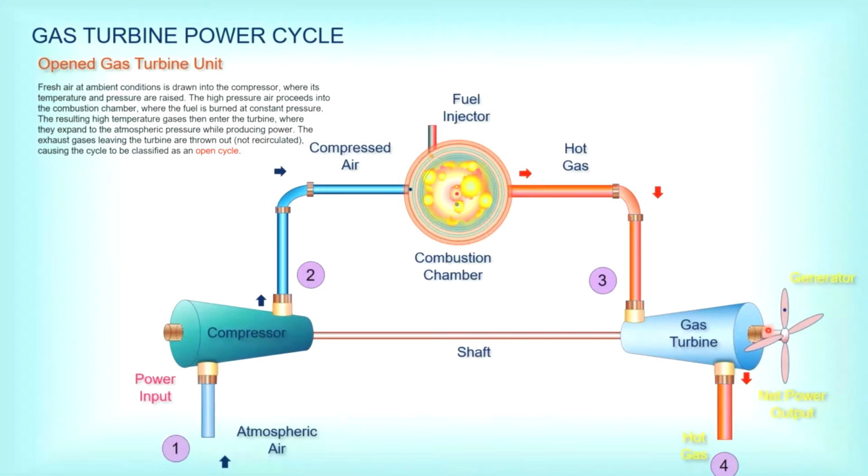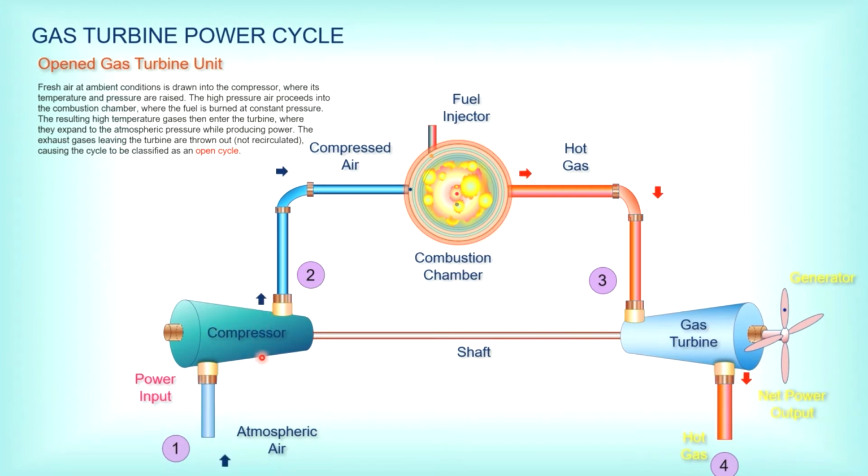So this is the example. This is a drawing that I have done. Basically, when you look at this, you have 3 devices. First is a compressor. Second is the combustor or the combustion chamber. Third is the gas turbine. The compressor and the gas turbine both undergo isentropic processes.